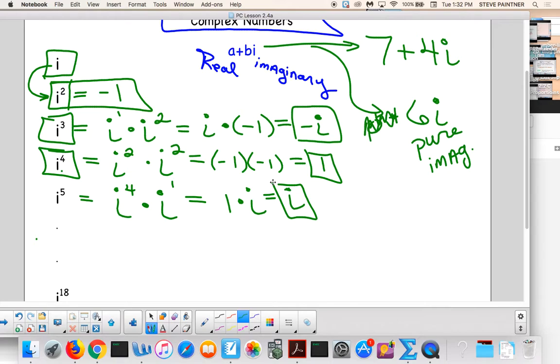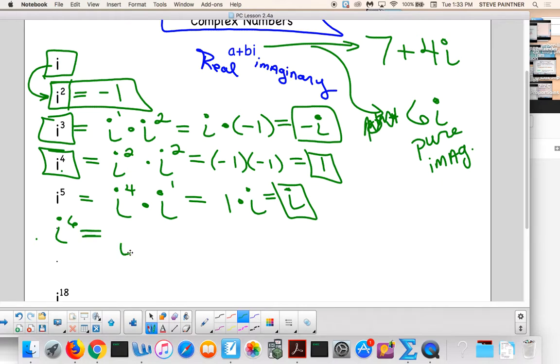Hey, look at this. Ready? I, -1, -I, 1, I. What do you think the next one is? -1. You think it's going to repeat? Okay, let's see. I to the 6th. I know I don't have it on here, but what is I to the 6th? Can somebody give me the breakup? Yeah, I know it's -1. I'm saying break it up, give me some parts.